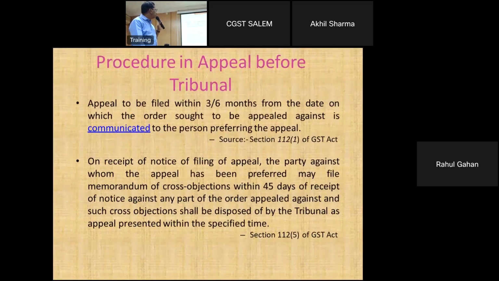What is the procedure? It is 3 months for the taxpayer and 6 months for the department. On receipt of notice of filing of appeal, the other party can file a memorandum of cross objections. If the taxpayer is aggrieved, he files the appeal before the tribunal within 3 months, with condonation of 1 month also available, or 6 months for the department. The other party, either the taxpayer if it is a department appeal, or the department if the taxpayer appeals, can file cross objections within 45 days.